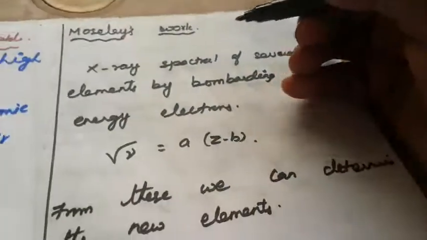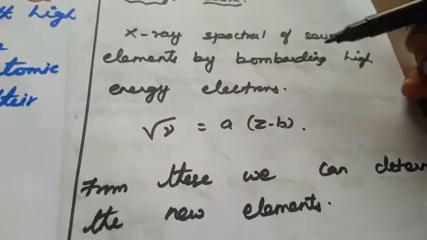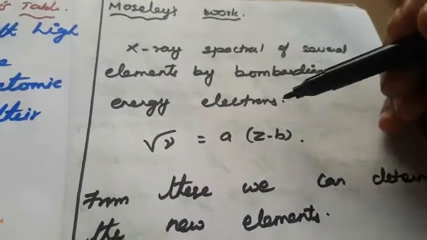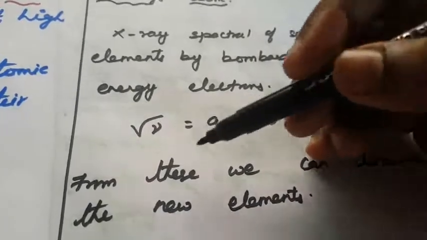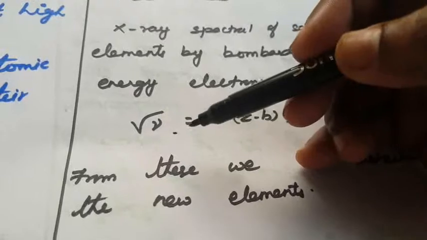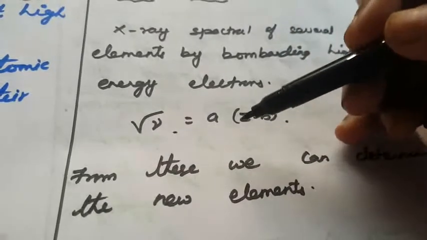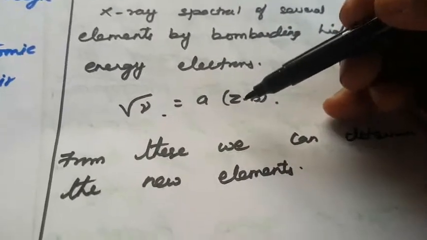What he concluded from the X-ray spectral studies of this element, according to the energy of the electron: he bombarded the element with high energy electrons and obtained a relation with the X-ray study. That is the frequency: frequency equal to A into Z minus B. What is Z? Z is equal to the atomic number.